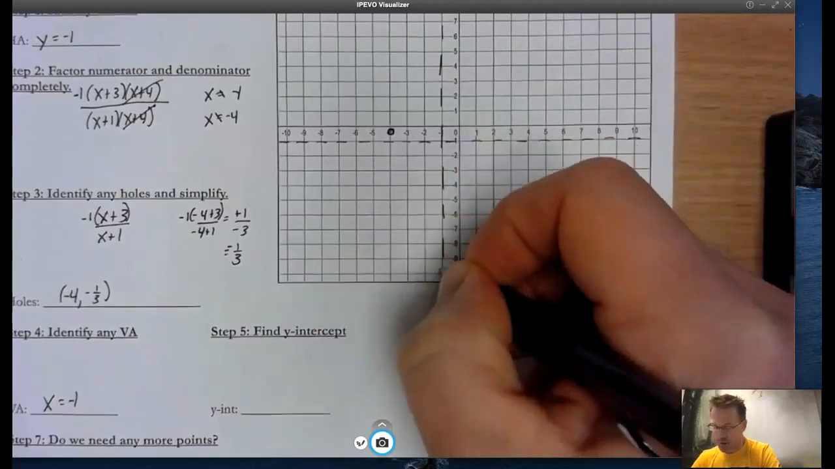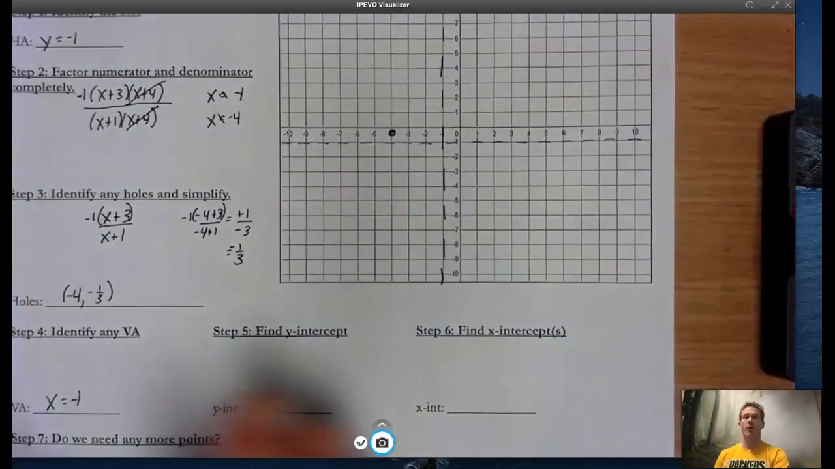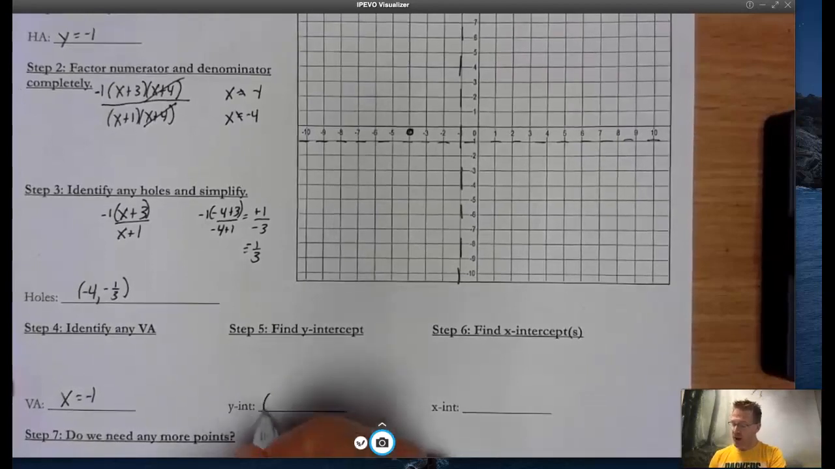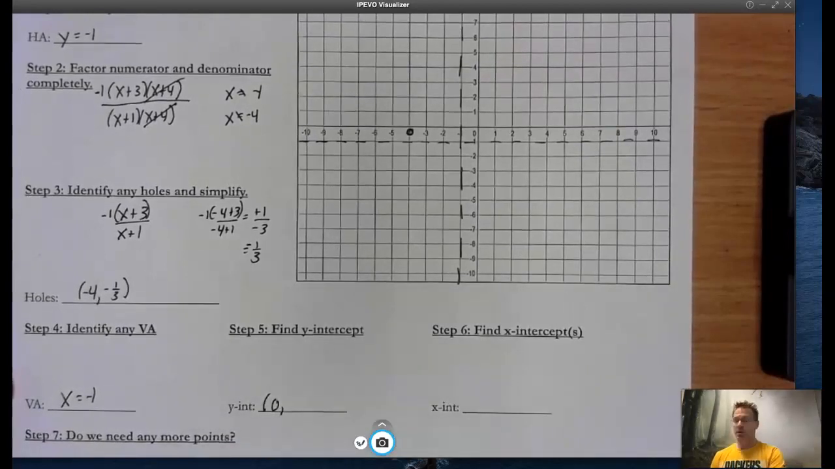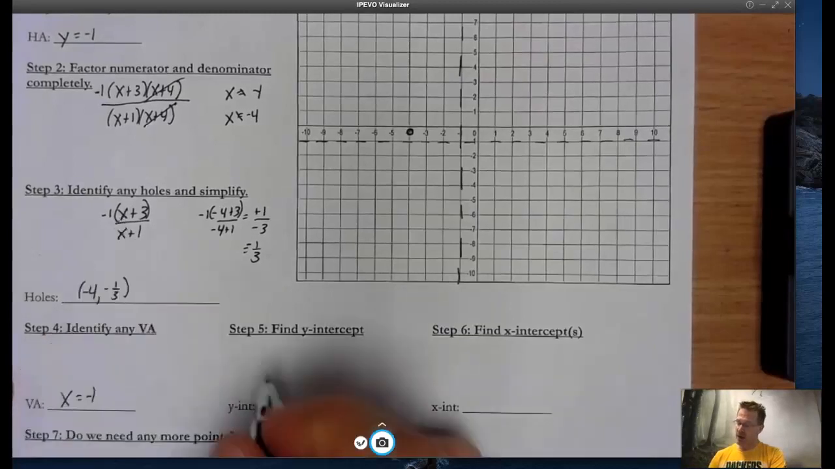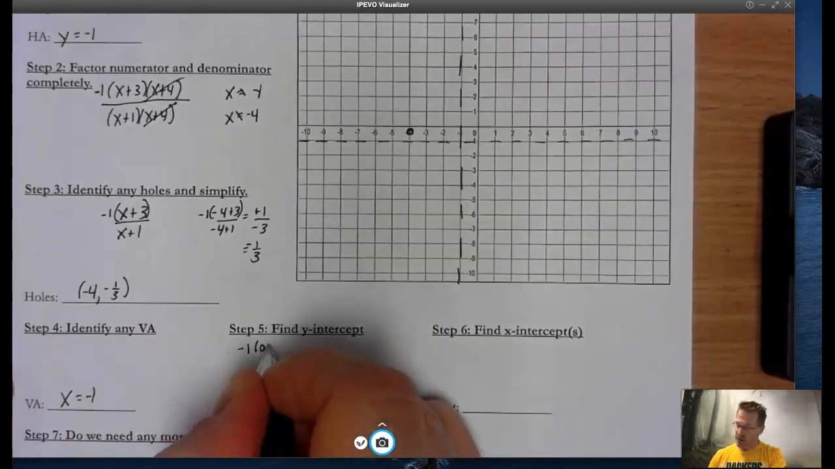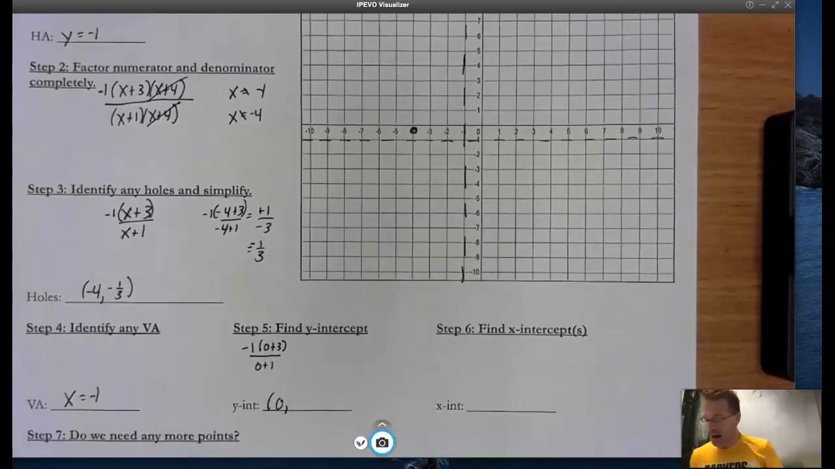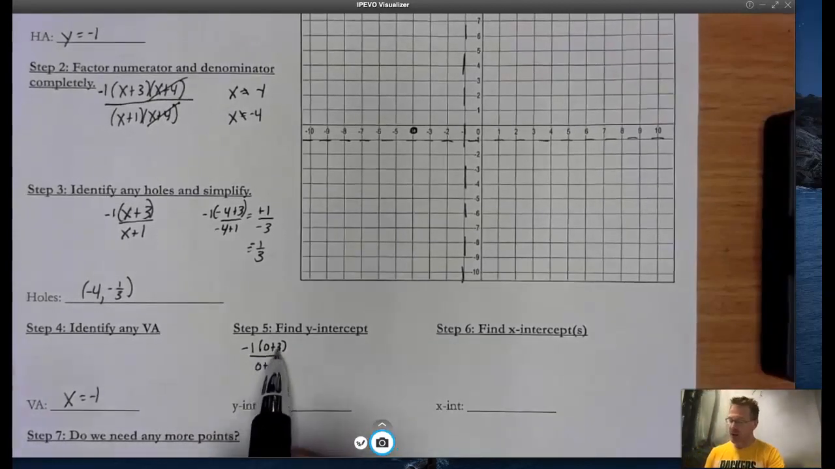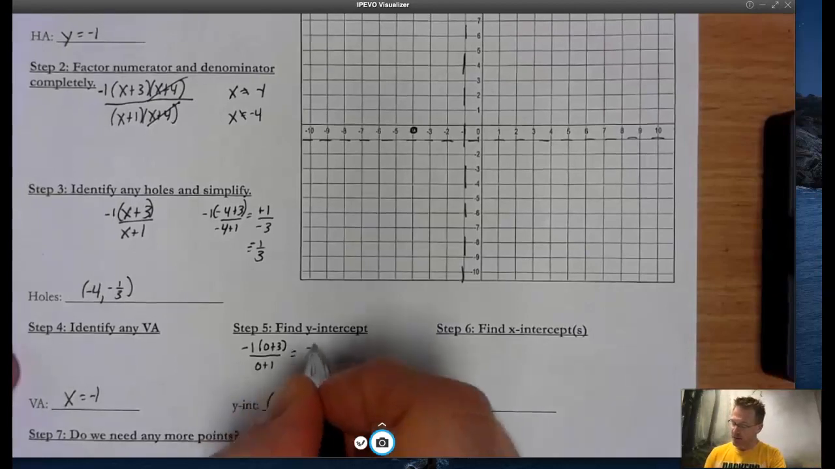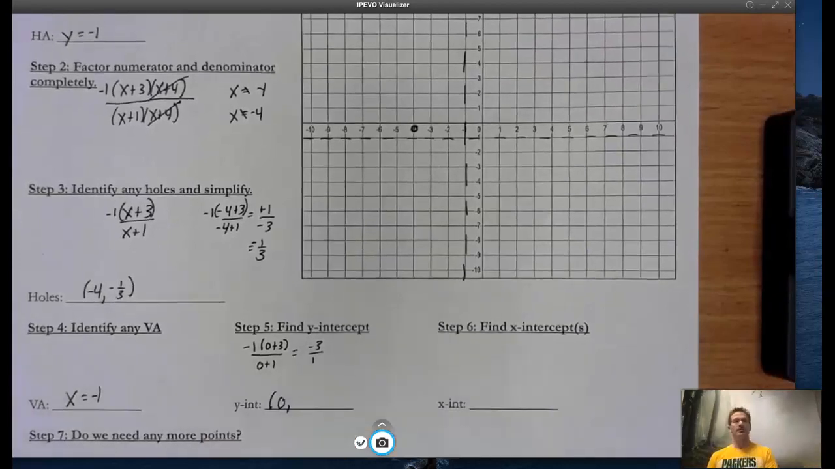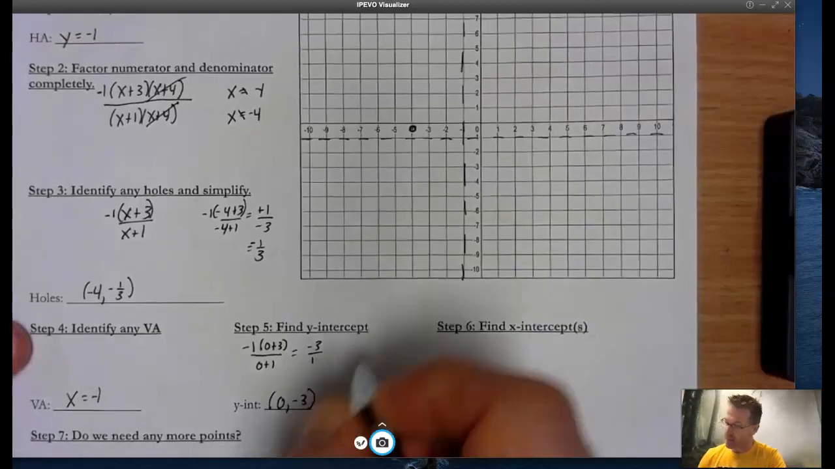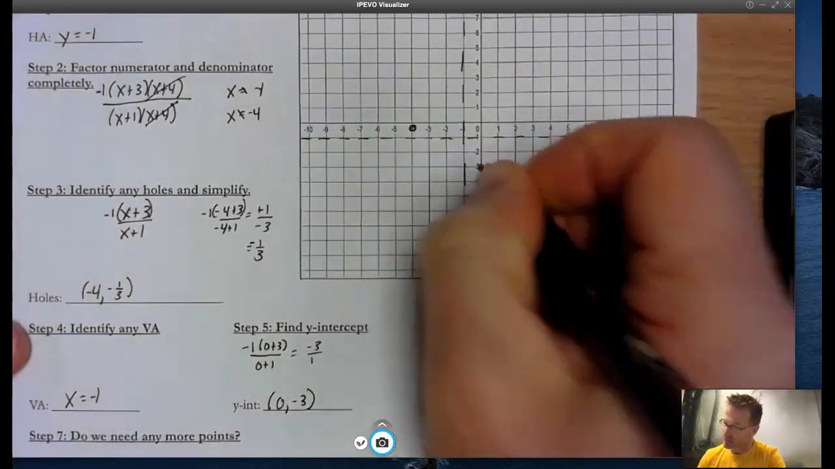There we go. All right, so now we want to find our y-intercepts. The way we find our y-intercept is we know for every y-intercept x is 0. So I want to plug 0 in for x right here. So I'm going to have -1 times 0 plus 3 over 0 plus 1. Now when I see this, I'm going to get 3 times -1, which is -3, and then I get 1 here. So my y-intercept is going to be (0, -3), which would be right here.